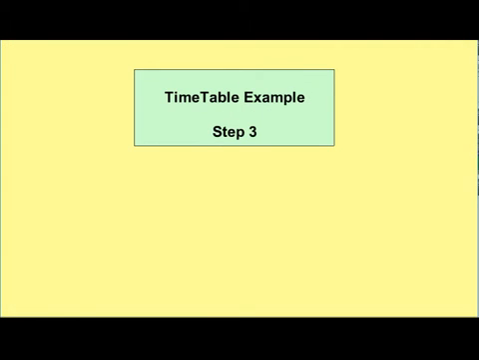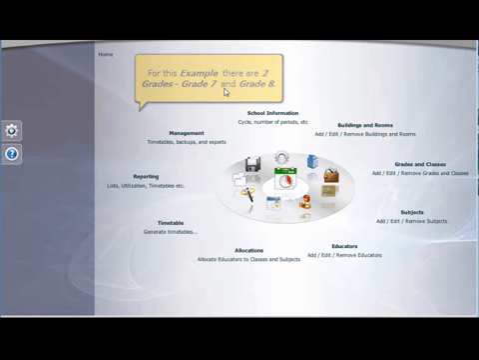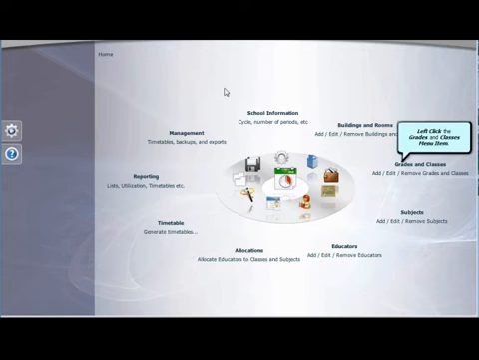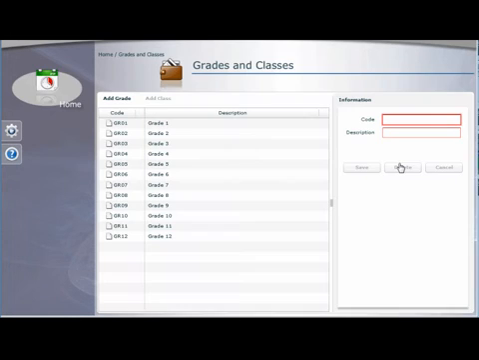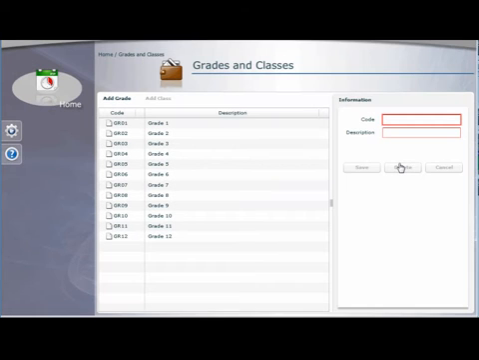Step 3. The third step that needs to be completed is the grades and classes. For this example, there are 2 grades, grade 7 and grade 8. Each of the grades has 5 classes, class 7A to E and class 8A to E. Left-click on the Grades and Classes menu item. The grades are by default populated from grade 1 to grade 12. For this example, the classes for the 2 grades are imported, making use of the import function. Return to the home page by left-clicking on the home page icon.